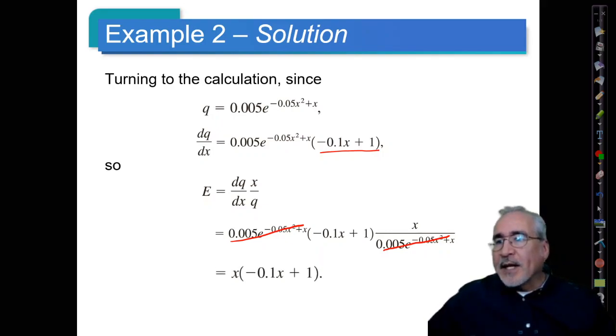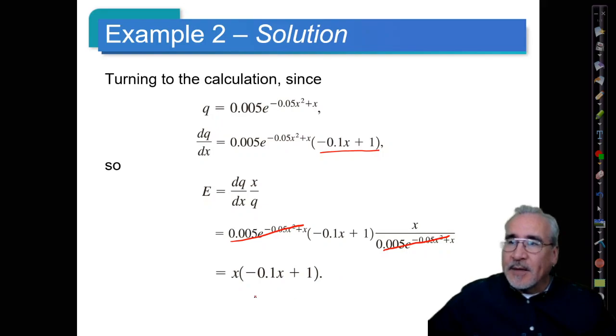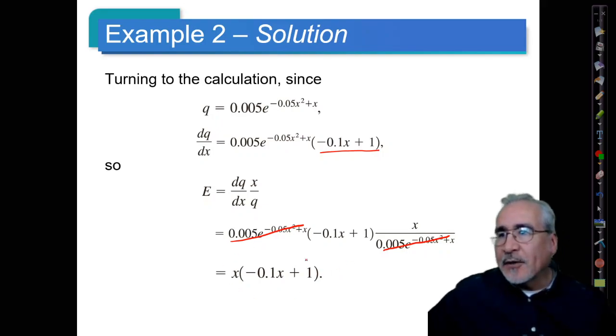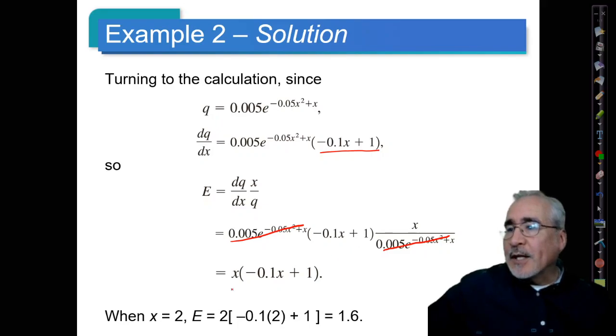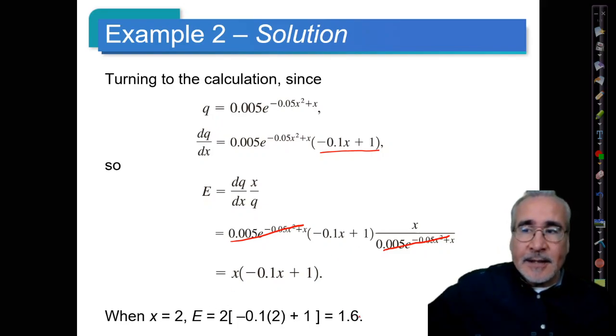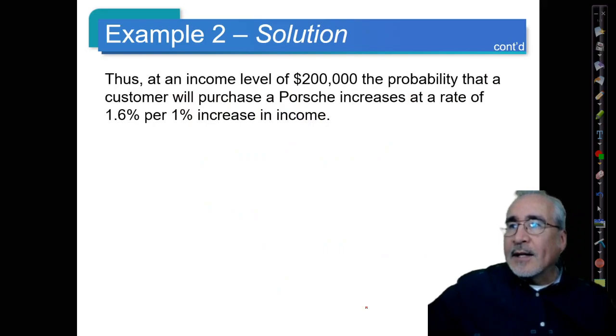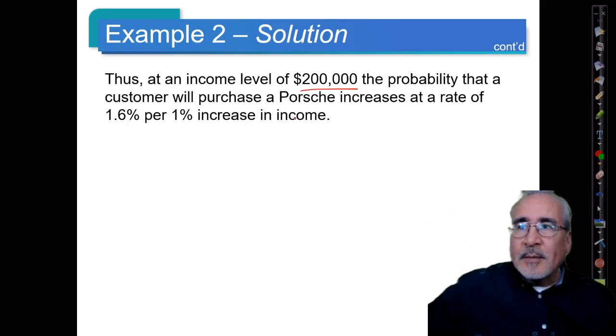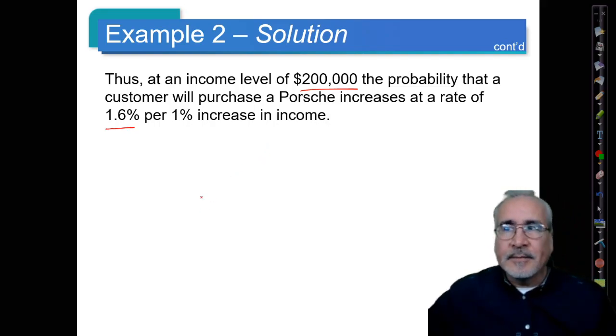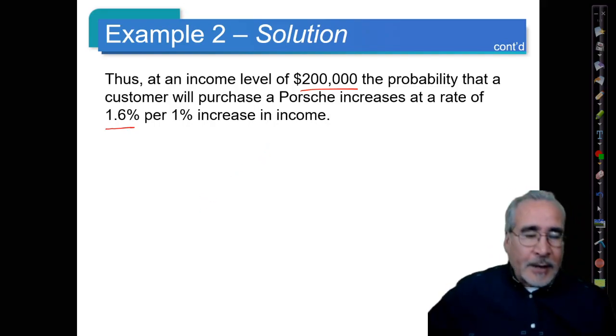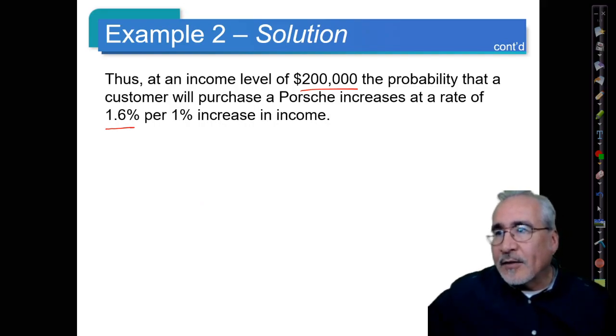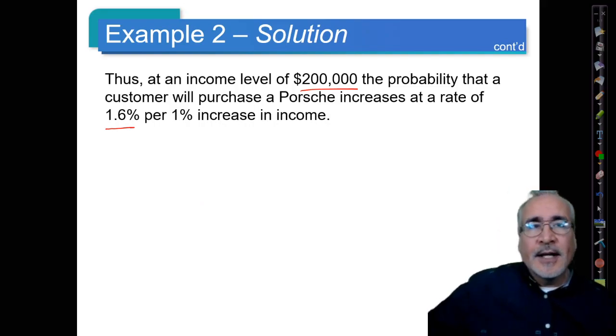A lot simpler. And now we're supposed to plug in 2, and we're supposed to plug in 9, and that'll give us our two values. When we plug in x equals 2, you get 1.6. And so if we have an income of 200,000, remember that's what that 2 means, the probability that someone's going to buy that Porsche will increase at a rate of 1.6% for each 1% in income. We don't know how likely they are to buy it at that level, but that's what the math is telling us. But watch what happens at 900,000.